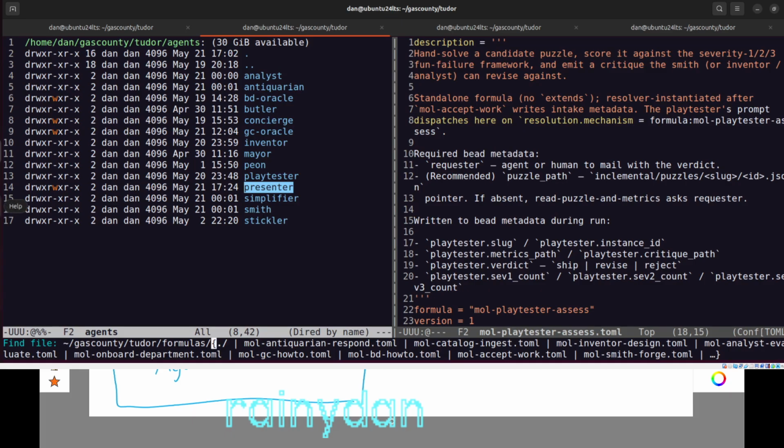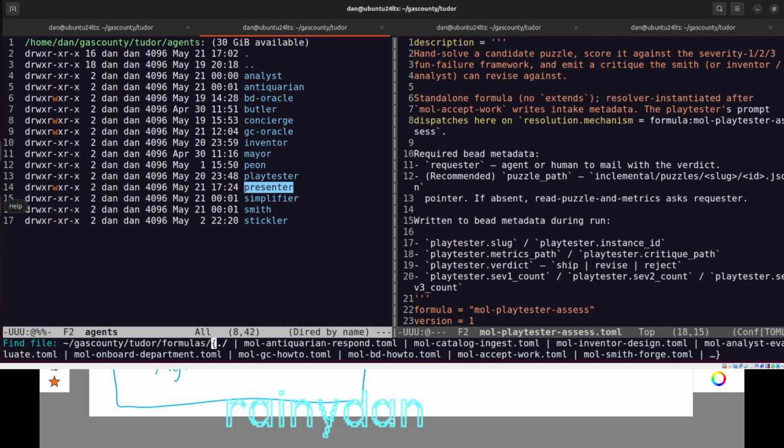All right, and so it would look it up, and then the mayor would sling that kind of work to that kind of person, but not just sling it. Once it gets there, the presenter would say, "Is this work really for me? Does it fall under my charter?" And if so, it would accept it and start working on it. And if not, it would reject it and cause it to be routed again.